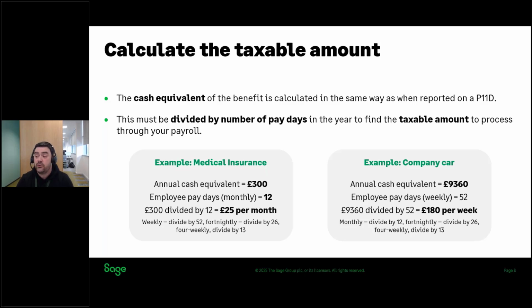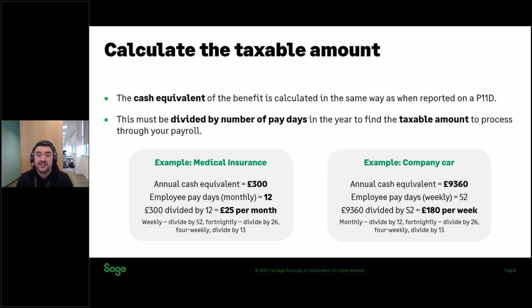But again, once you've worked out the annual cash equivalent, you then need to convert that to the pay period for your employee. So let's say we have a weekly employee this time. The annual cash equivalent is 9,360. We've got 52 paydays in the year. So we divide 9,360 by 52, and that gives us a taxable amount of £180 per week.